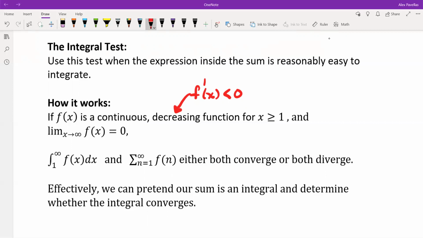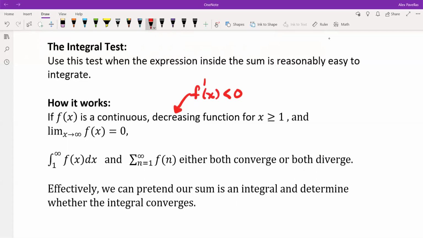Another condition on this f of x is that it approaches 0 as x approaches infinity, so it asymptotes off at 0. If this wasn't true, we'd automatically know that the sum would diverge anyway from the test for divergence.